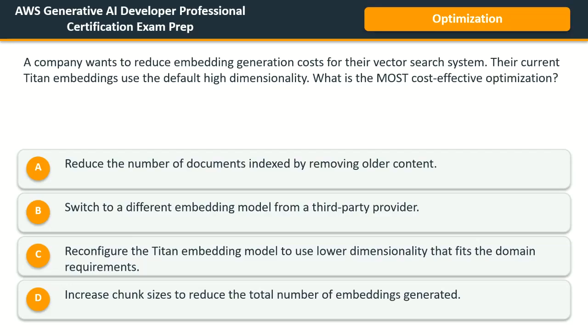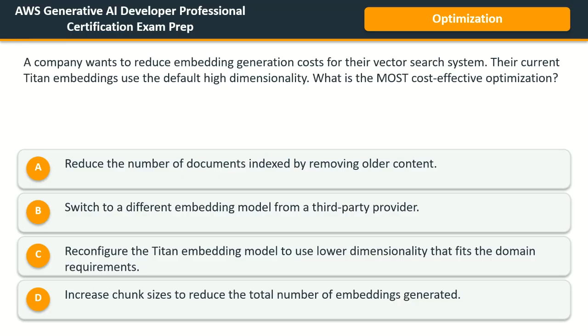A company wants to reduce embedding generation costs for their vector search system. Their Titan embeddings use the default high dimensionality. What is the most cost-effective optimization?